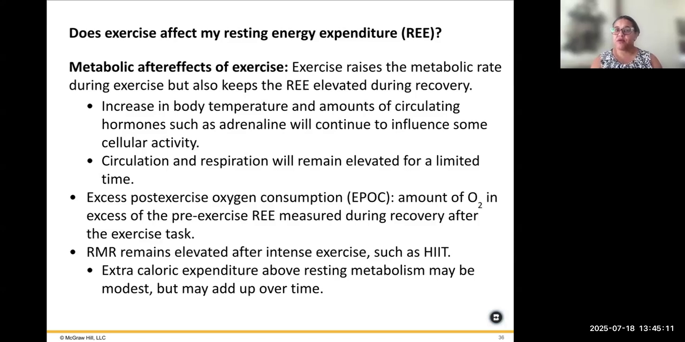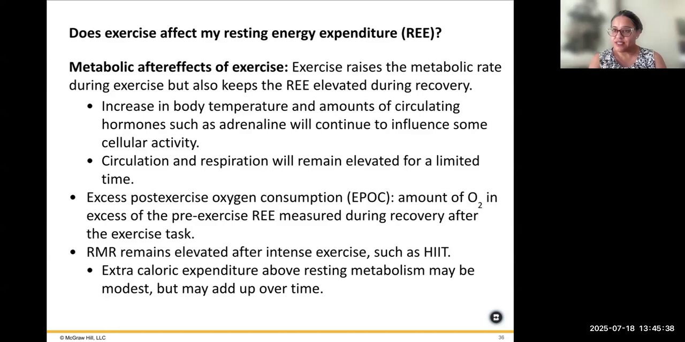Does exercise affect my REE? Yes. There are metabolic after effects of exercise. Exercise raises the metabolic rate during exercise, but also keeps the REE elevated during recovery. There's an increase in body temperature, and amounts of circulating hormones, such as adrenaline, will continue to influence some cellular activity. You know, if you run or you do exercise, it takes a few minutes to kind of settle down.